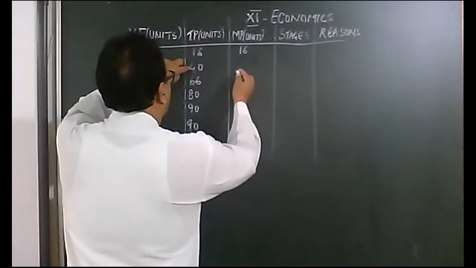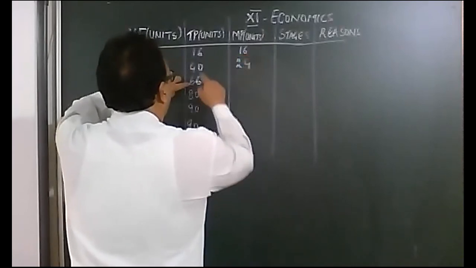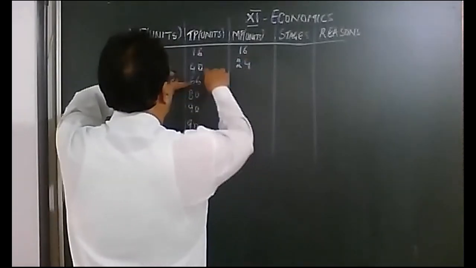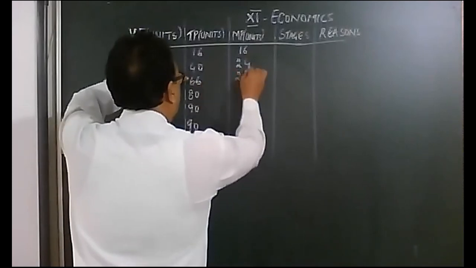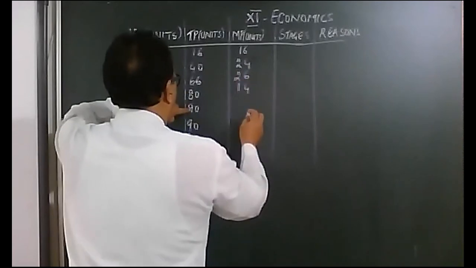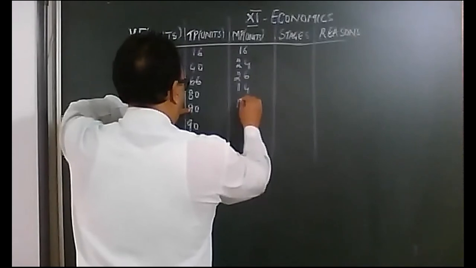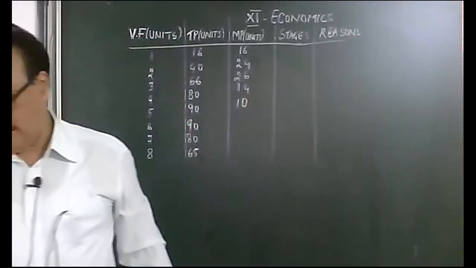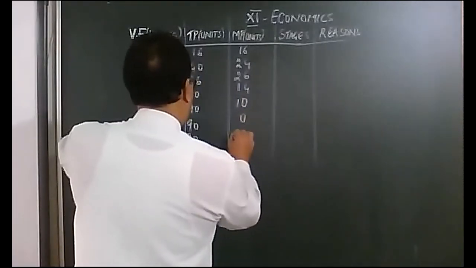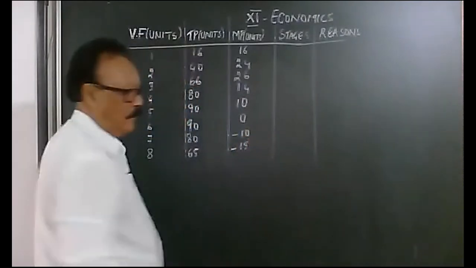40 minus 16 is 24. 66 minus 40, 26. 80 minus 66, 14. 90 minus 80, 10. Understood how to do it? Then 90 minus 90 is 0, 80 minus 90 is minus 10, and 65 minus 80 is minus 15.